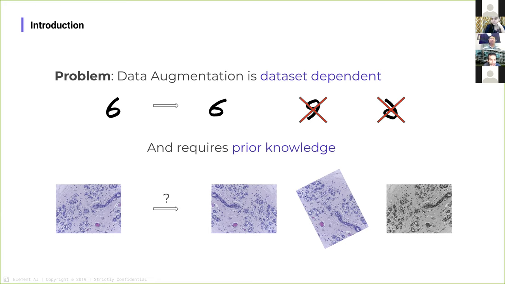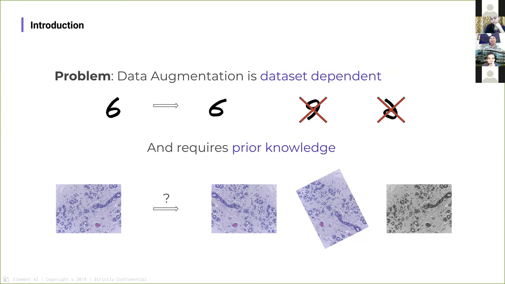And if you apply a flip, it will create a character that is not a number. So you create a character that is out of distribution, and this is also something that we don't want. So we see that you cannot always transfer transformations that are good for one dataset to another.